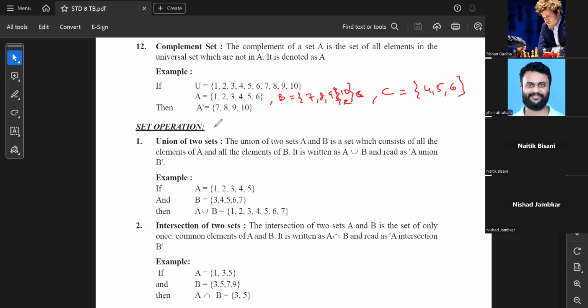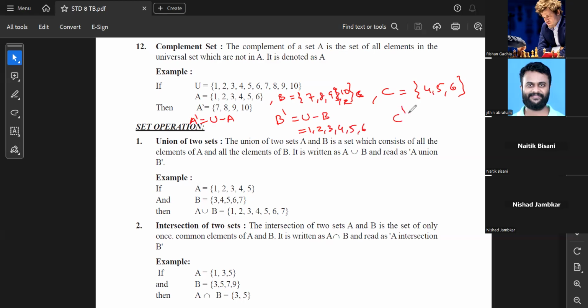You have another set C, which is, let's say, 4, 5, 6. In that case, when you create a complement, you make the complement of only one set; you cannot make the complement of all three together. A's complement is universal set minus A. If you wish to create B's complement, it is universal set minus B. B had 7, 8, 9, 10, so leaving those out, write everything else: 1, 2, 3, 4, 5, 6.